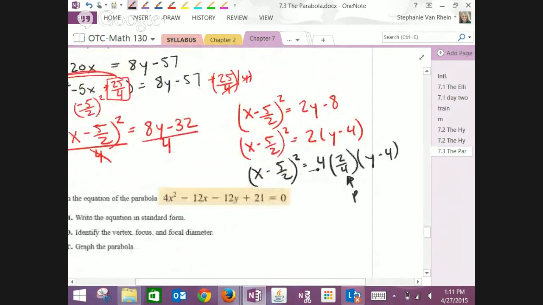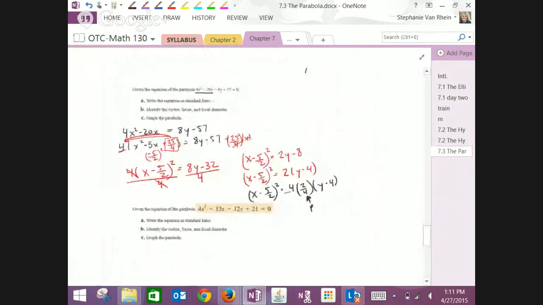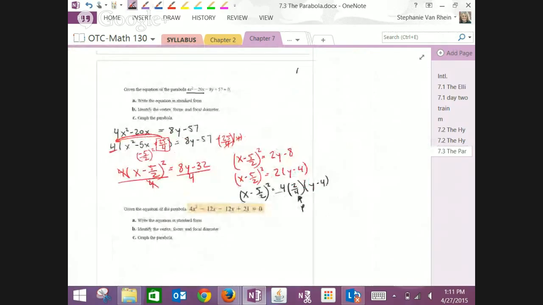Because you remember that the 4 is out front. So this is in standard form. This is just one extra step to see what p is, right? These are fractions, so they're not as pretty to deal with, but we still deal with them the same way. Well, my answer key here.